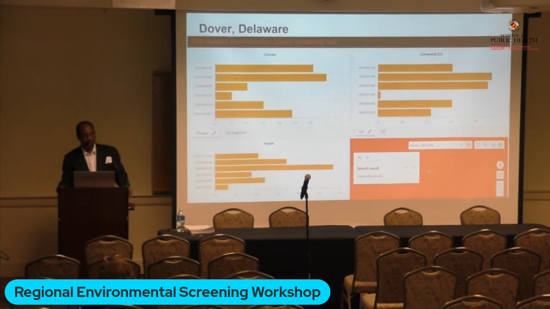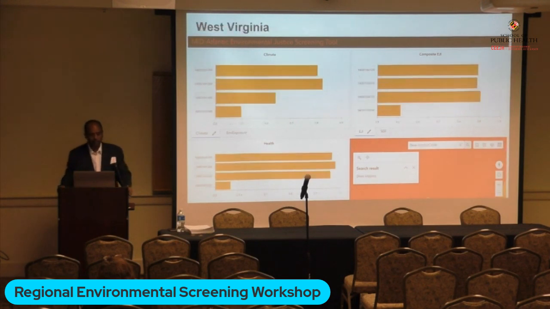This is Dover, Delaware. Similar, you can see I have 6 census tracts. You will see which one has the highest score, which one has the lowest score, depending on the view in the map. This is West Virginia. For example, I have 4 census tracts. 3 of them have more or less the same overall EGI, but one is very low.